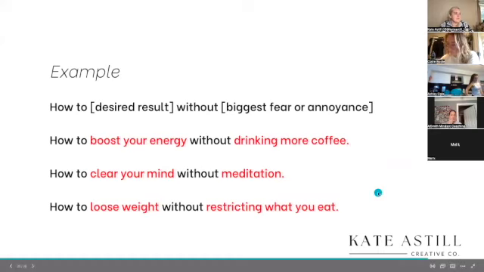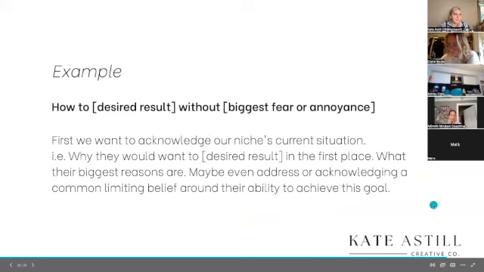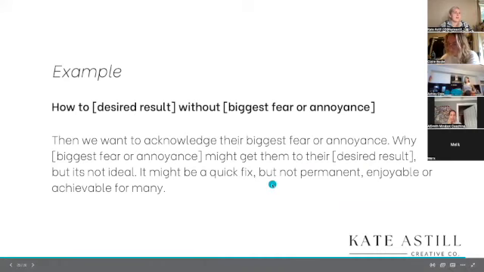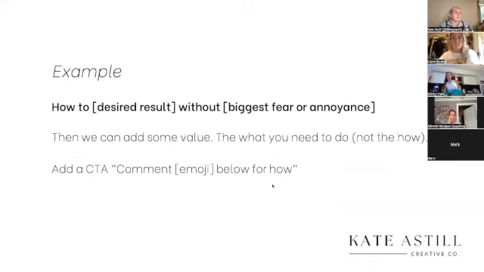So in all of these instances, we can see how their biggest fear or annoyance might get them to their desired result, but it's not optimal. So we can have a bit of a chat about that. Once we've done that, we can then add some value. So what should they do to get their desired result? And this is the what they need to do to get to that desired result, not how they're going to do it. How they're going to do it is through your offer. What they need to do, though, is how you can add some value.